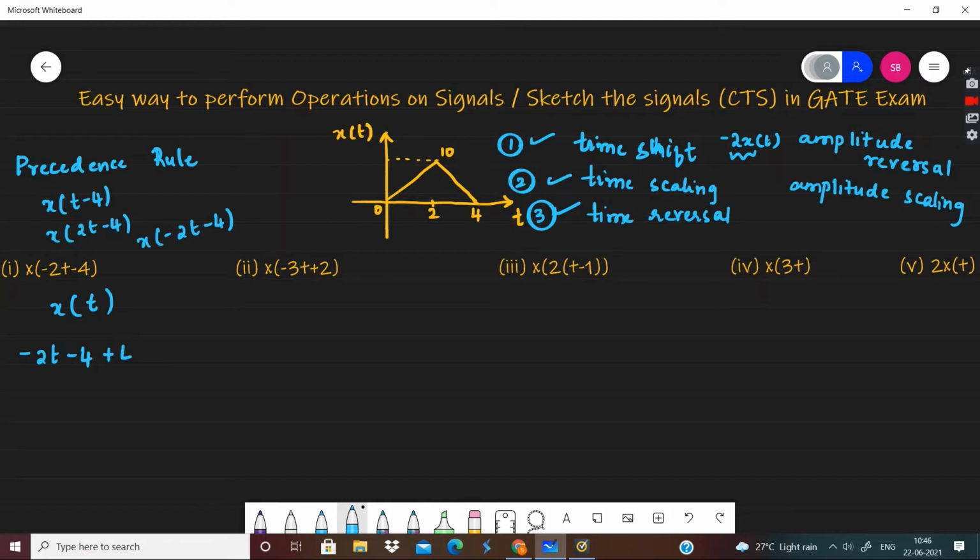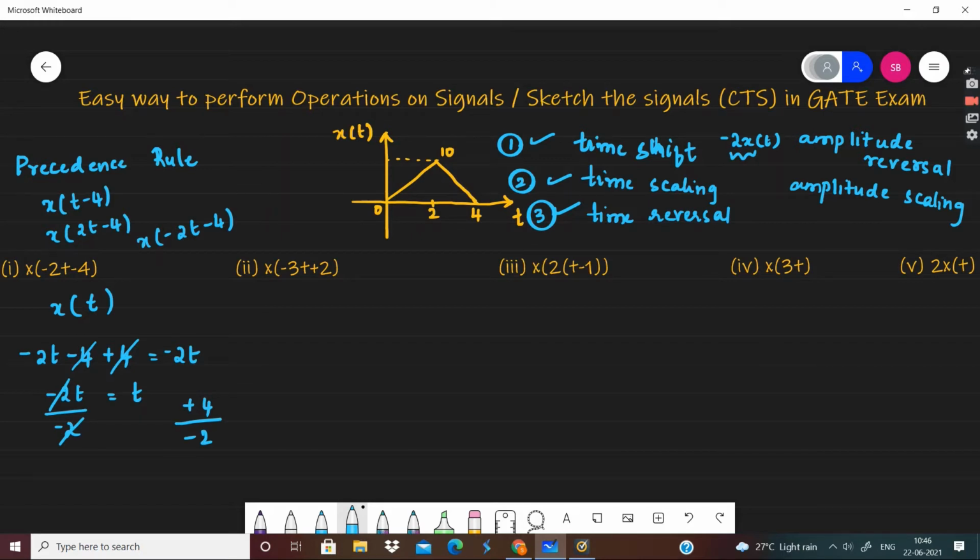If I add 4, this minus 4 and 4 term will get cancelled out. It will become minus 2t. If I divide minus 2t by minus 2, the minus 2 term will get cancelled out and I am remaining with only t, which is equivalent to a value of x of t. So what I did here, I have added 4 and I have divided it by minus 2. So plus 4 in the numerator side and minus 2 in the denominator part.